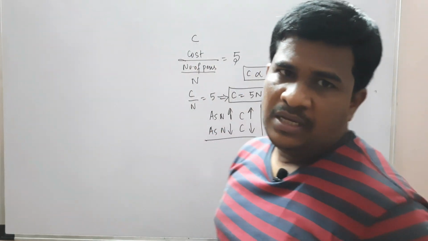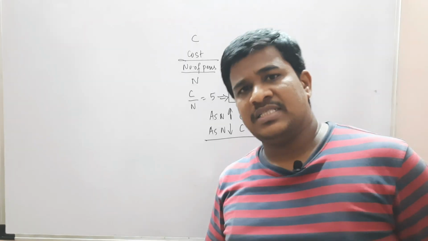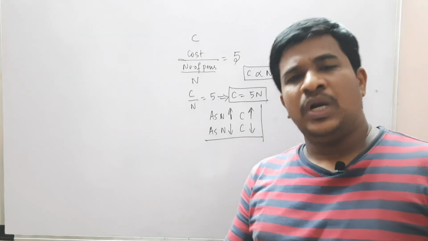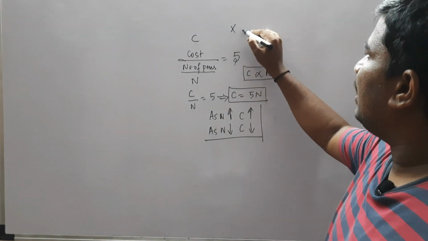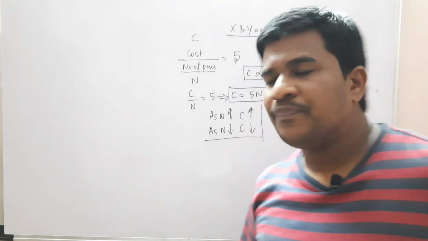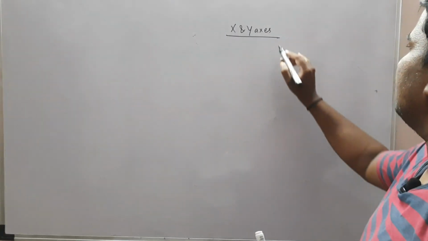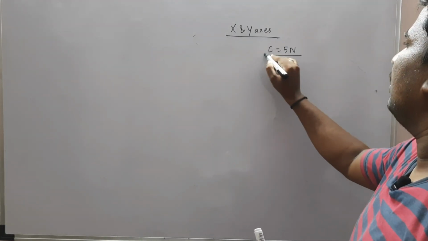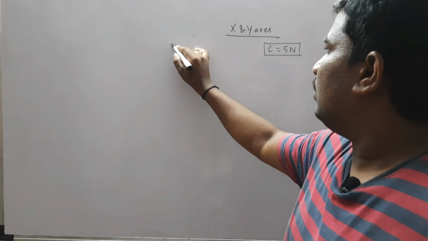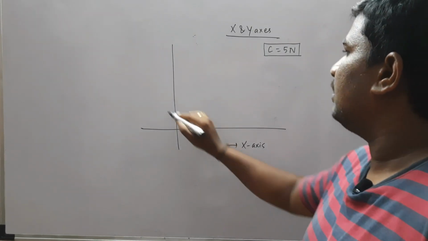So you must be knowing about the coordinate axes. In 3 dimensions, we consider the x-axis, y-axis and z-axis. Let me take a 2-dimensional coordinate system which consists of only the x and y axes. Let me keep this aside: C equals 5N. This is the equation we found. You know this is the x-axis, this is the y-axis.